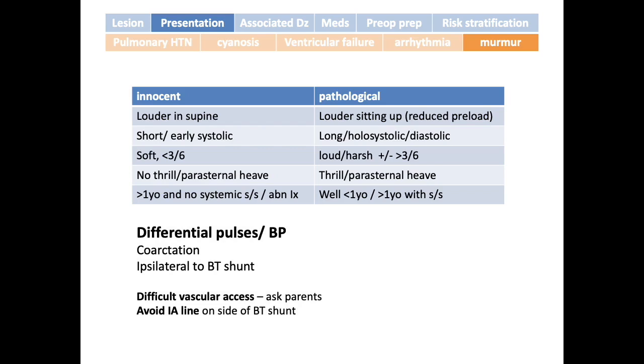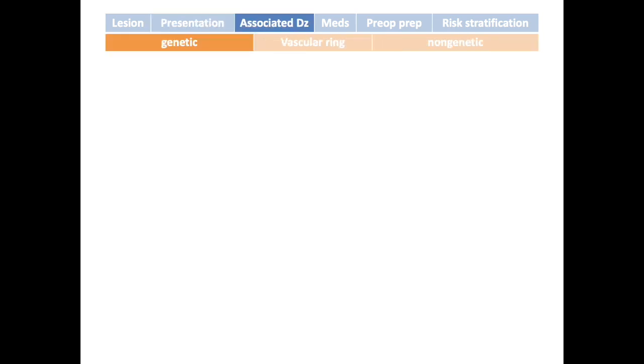A child may also have differential pulses or systolic blood pressure in different limbs due to coarctation, or if a BT shunt has been created from one of the subclavian arteries. In such cases, the IA line should be avoided on the side of the BT shunt due to reduced arterial blood flow and inaccurate reflection of the systemic blood pressure. A child who has had multiple hospitalizations and surgeries may also have difficult venous access, and it may be helpful to ask the parents where the best veins can be found.